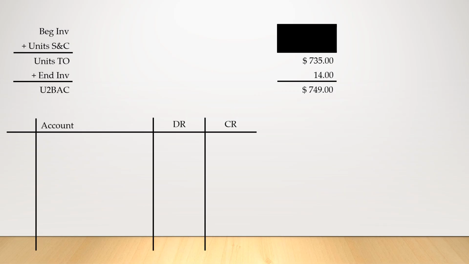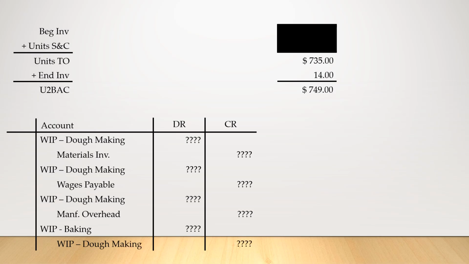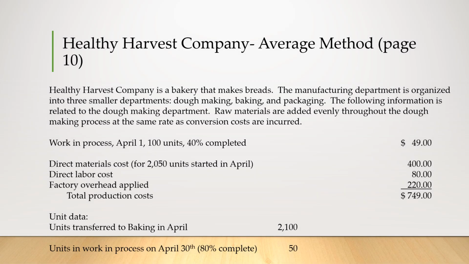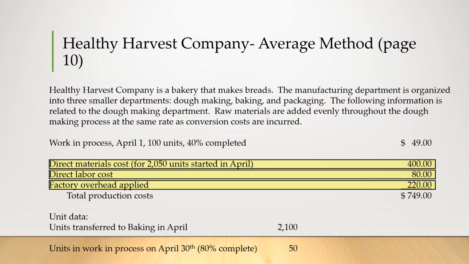I know this step wasn't required, but allow me to show you the journal entries. Being able to build that table is useless if you cannot correctly interpret it. The four basic entries we record are those for direct materials put into production, direct labor put into production, overhead applied to production, and work in process transferred to the next department. To get our amounts for those first three entries, we look back at our original problem. We used $400 of materials, $80 of labor, and applied $220 of overhead.